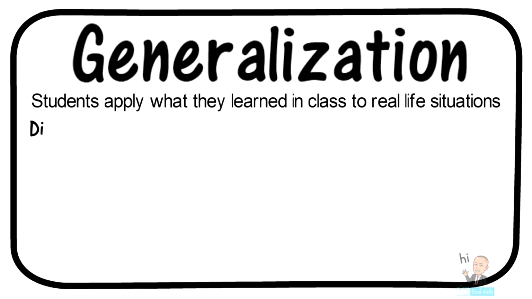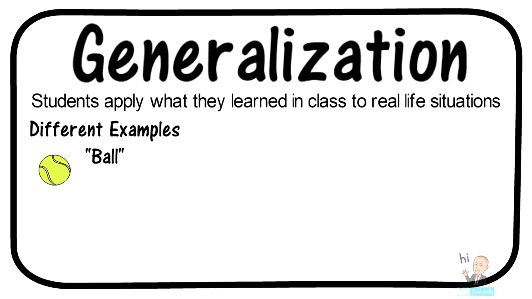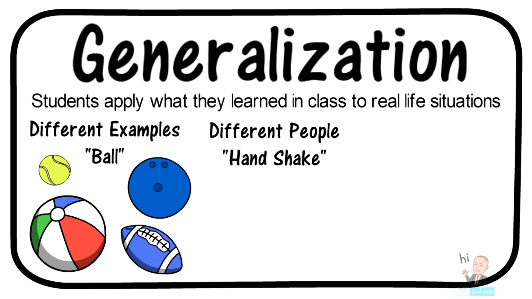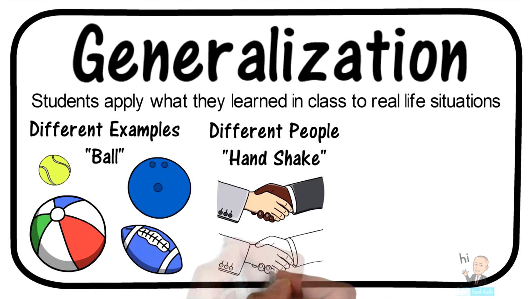One method of teaching is using different examples. If you're teaching what a ball is, you want to show them as many different examples of a ball to get a full understanding of its meaning. Generalize by using different people. If you're teaching how to do a handshake, let the student shake hands with a variety of different people.